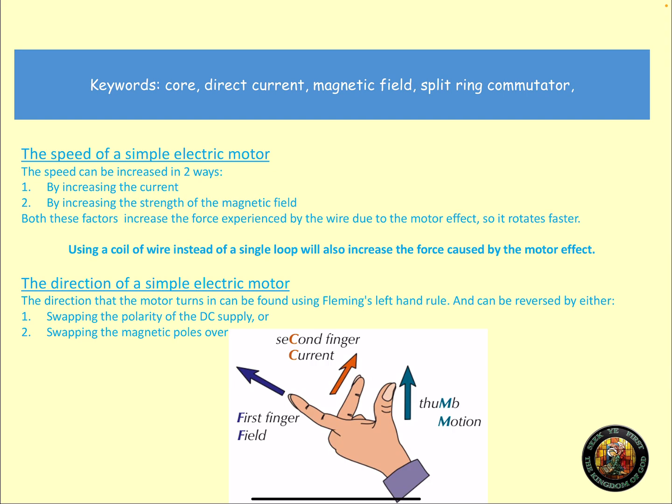And the direction the motor turns can be found using Fleming's left-hand rule. In the picture, you can see Fleming's left-hand rule. And it can be reversed by either swapping the polarity of the direct current or swapping the magnetic poles over.